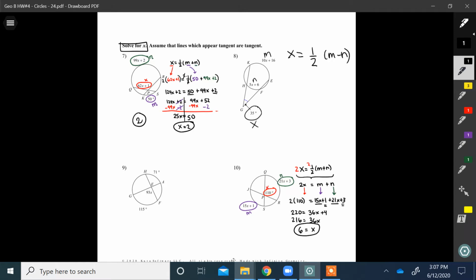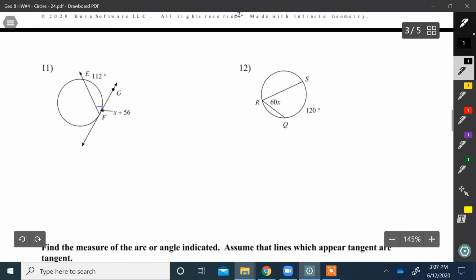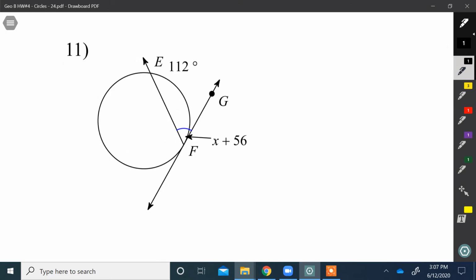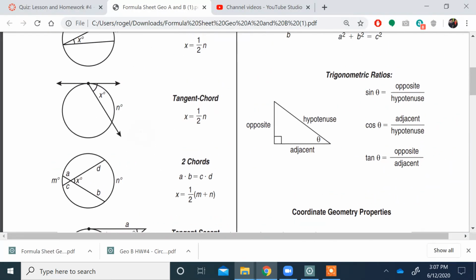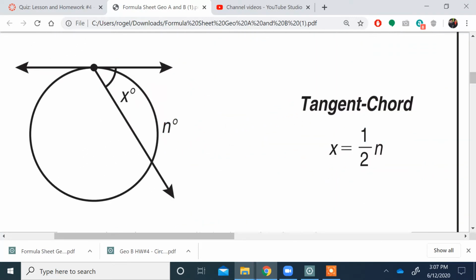Let's move on. Let's do number 11 for you, and you're gonna do number 12. Okay, when I look at this, I'm gonna go back to my formula sheet and see which one is the one that I have to use. As you can see in there, we have a tangent and a chord. So we're gonna use that in order to solve the problem.